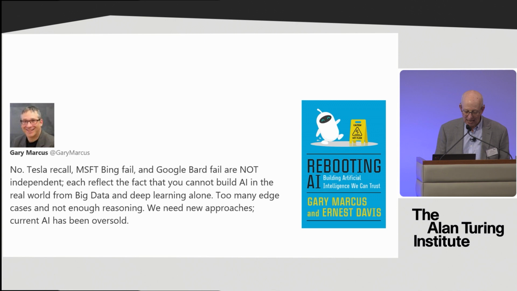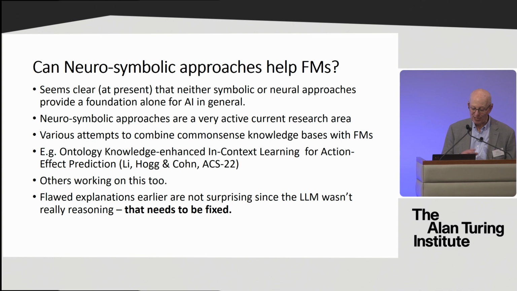I'll just point you to Gary Marcus's Rebooting AI book, written along with Ernie Davis. I think we need to be careful: current AI is certainly in danger of being oversold. The big thing at the moment is neurosymbolic AI, a very active research area. I've done a little bit of work in this area, and I expect to be doing more of that. And I know I'm out of time.